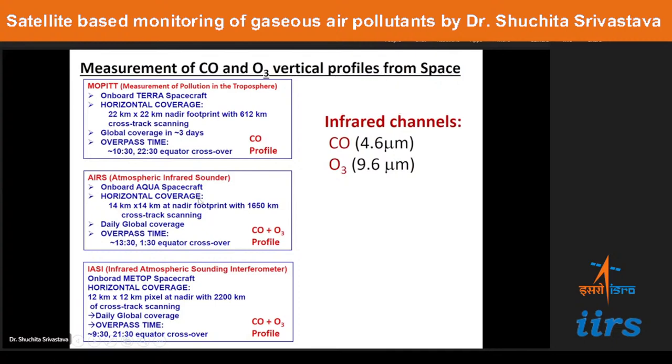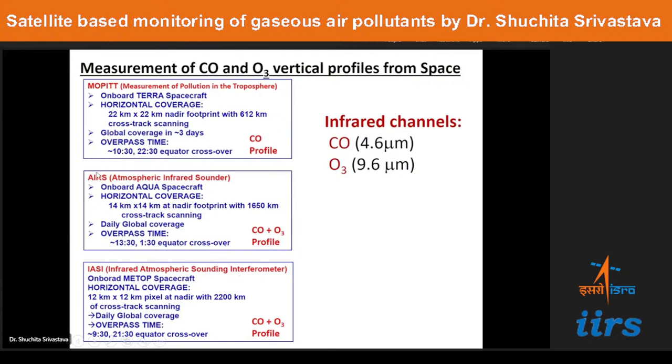And these are the working instruments. I have only included the working instruments. The first is MOPITT, Measurement of Pollution in the Troposphere. It is an instrument on board the TERRA spacecraft. Horizontal coverage is a 22 km by 22 km nadir footprint with 612 km cross-track scanning. It provides global coverage in 3 days, and the overpass time is 10:30 in the morning and evening.